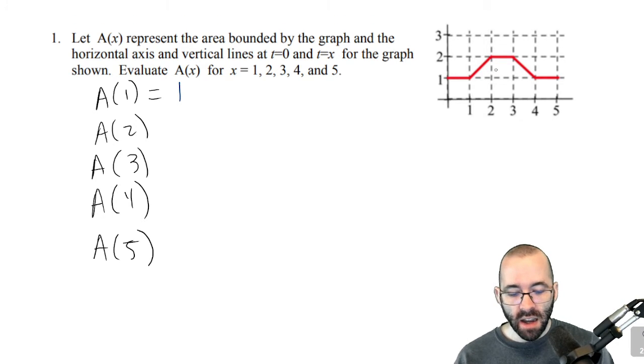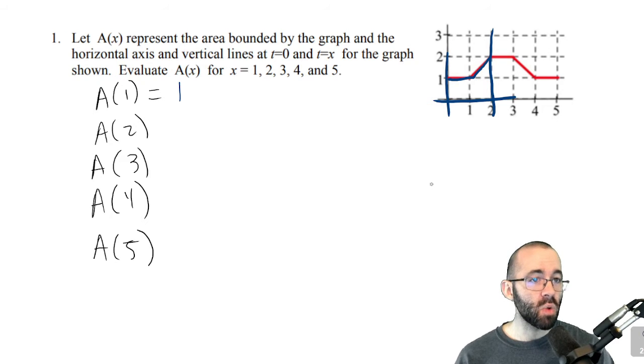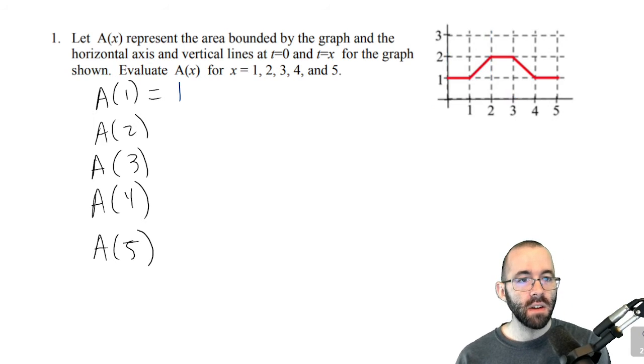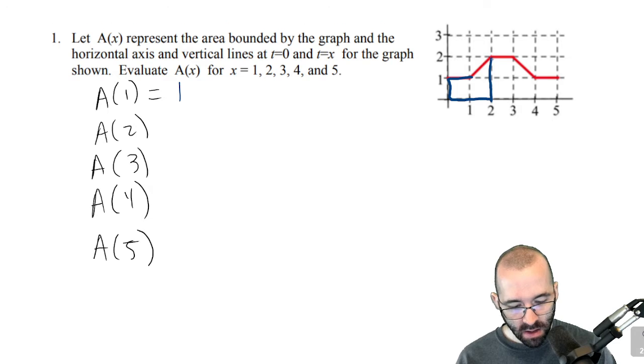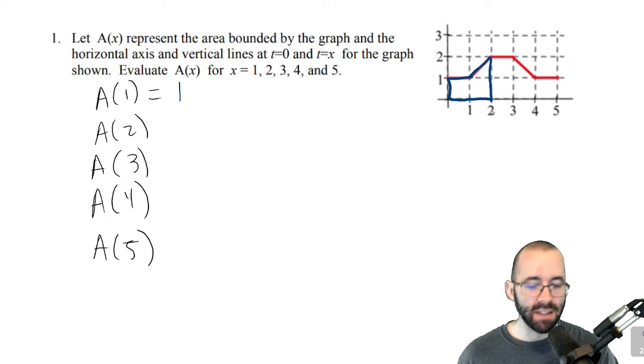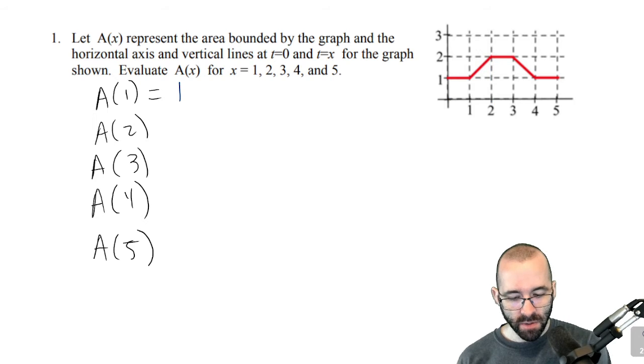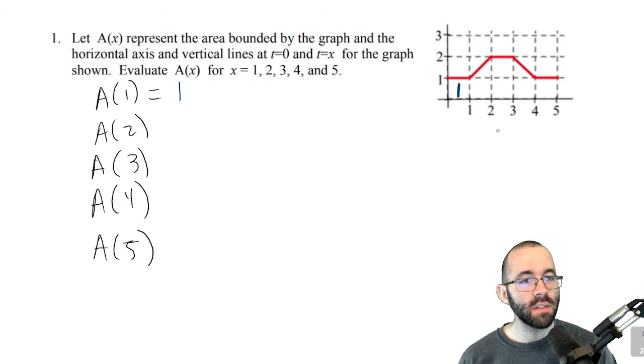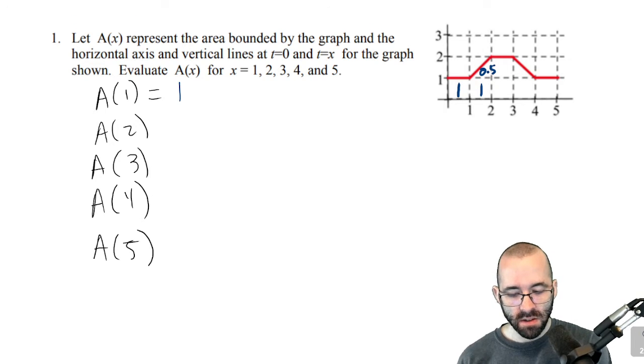A of 2 is the area between these. Now this area is more complicated. Right? So now we need this area. Well, we'll just add the boxes together, right? So this box is 1. This box is 1. And we need this triangle, which is 1/2. So it's 2.5.